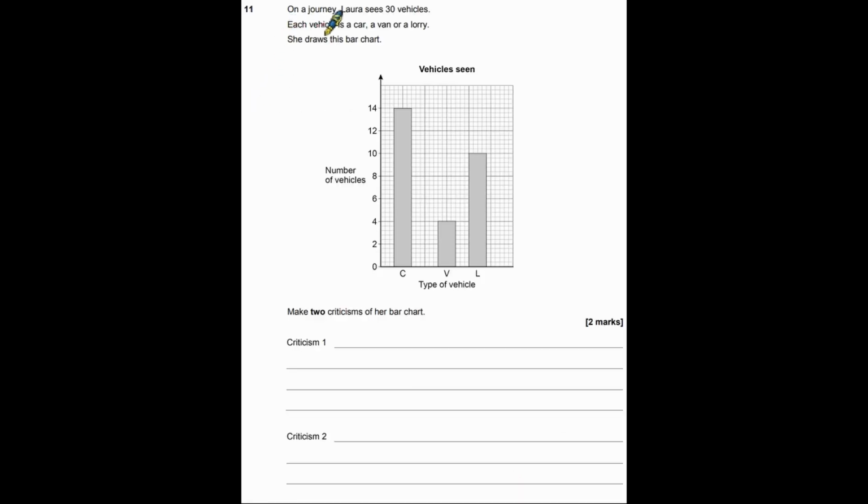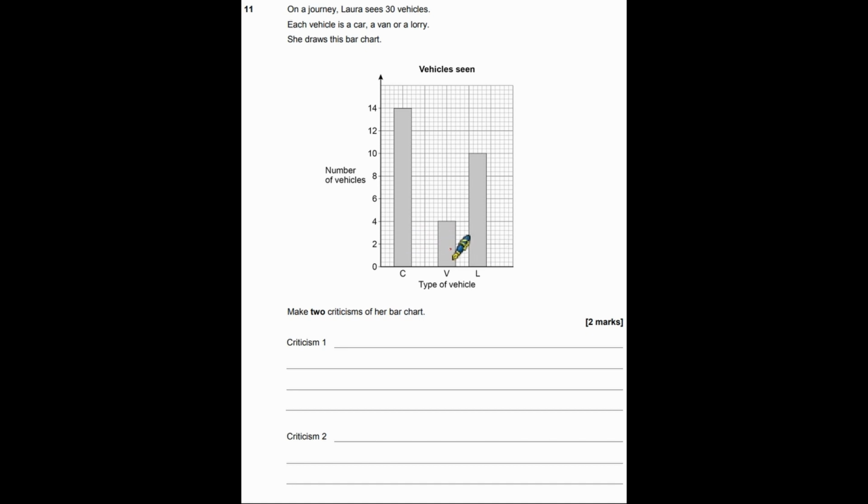It tells us on a journey Laura sees 30 vehicles, and they're all cars, vans or lorries. She's drawn a bar chart to show us how many cars, vans and lorries she's seen, but we have to make 2 criticisms of her bar chart. Well, let's have a look to see what appears to be wrong. First of all, the bars are not equally spaced.